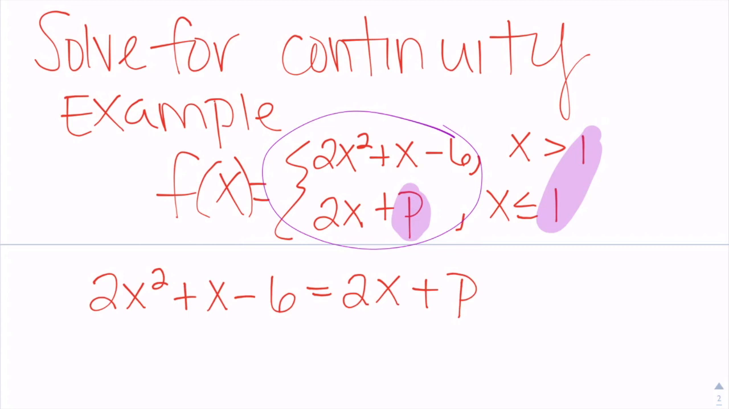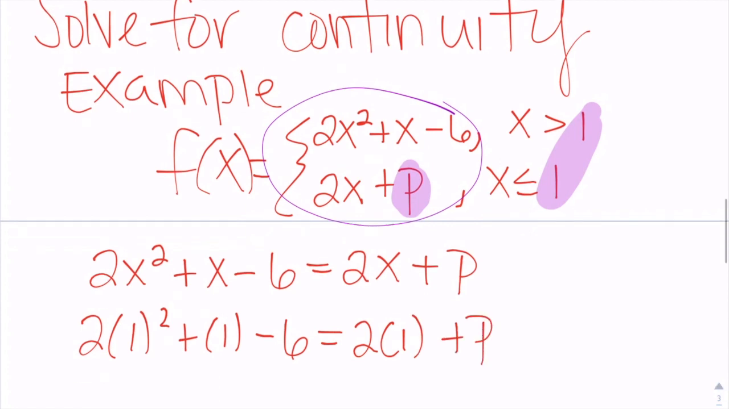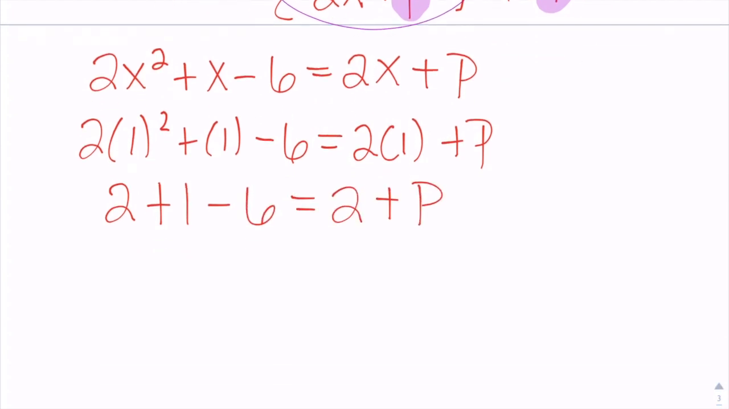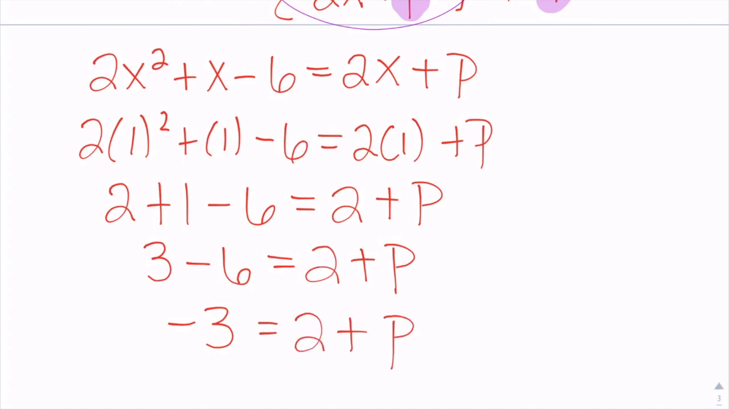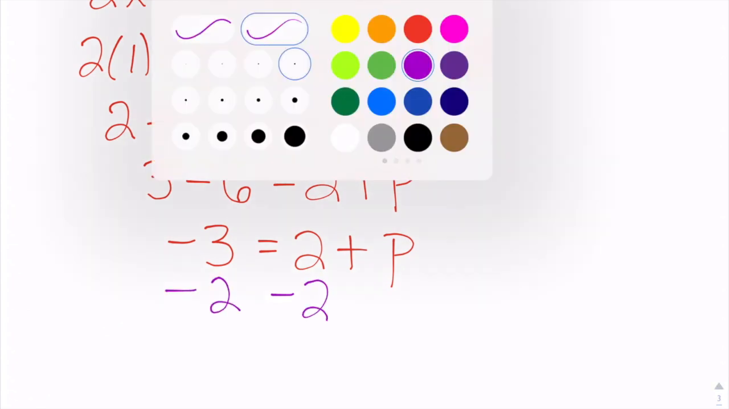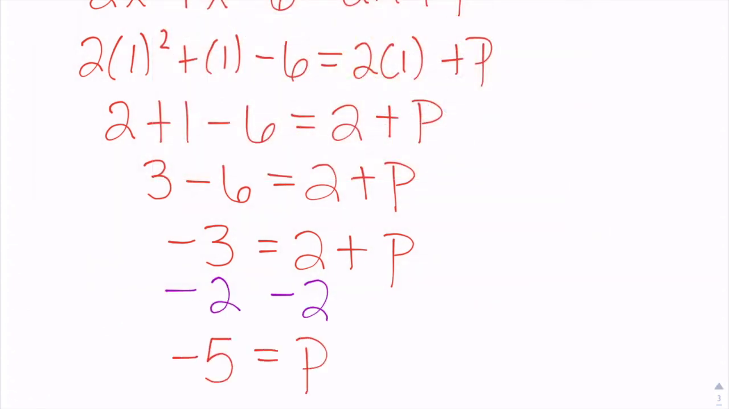And then from here, we're going to substitute in that common x value of 1. So we say 2 times 1 squared plus 1 minus 6 equals 2 times 1 plus p. Now we simplify, and we find that negative 5 is equal to p, and that would be our answer.